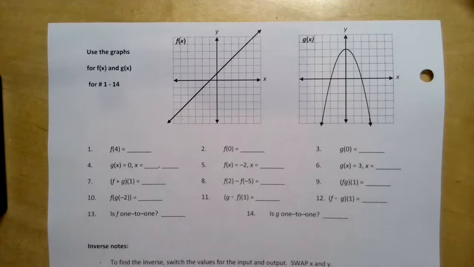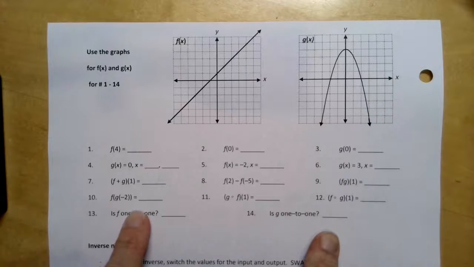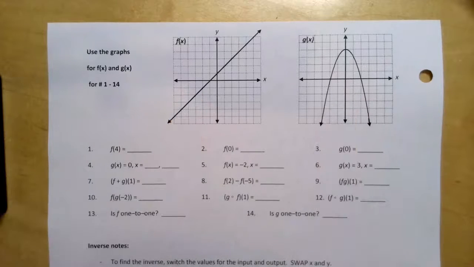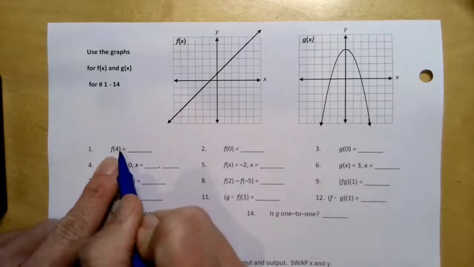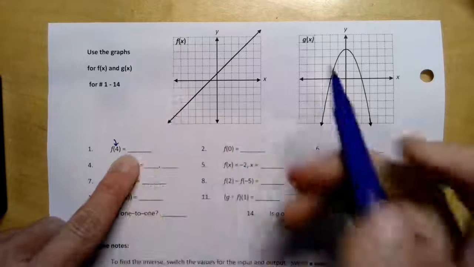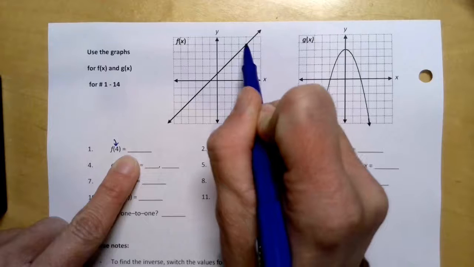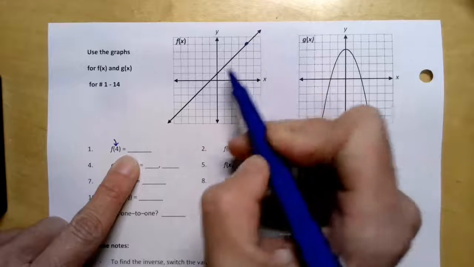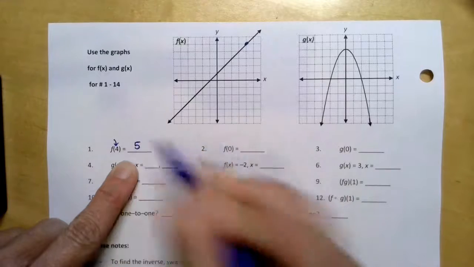All right, let's take a look at the next page. So now we're looking at these function operations, and instead of having equations, we're going to be using the graphs. So this graph says if 4 goes into the f graph, what comes out? So 1, 2, 3, 4 in, and this point is going to be my output. 1, 2, 3, 4, 5 comes out.